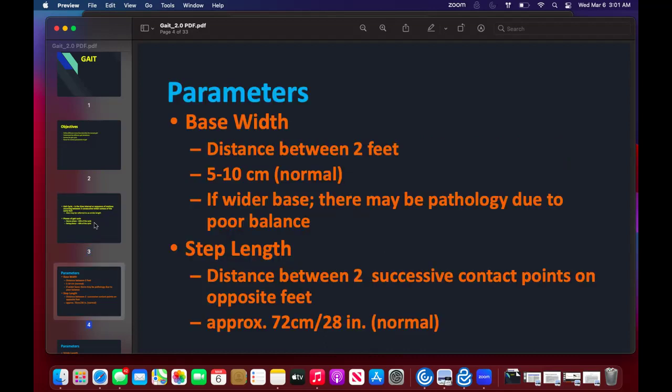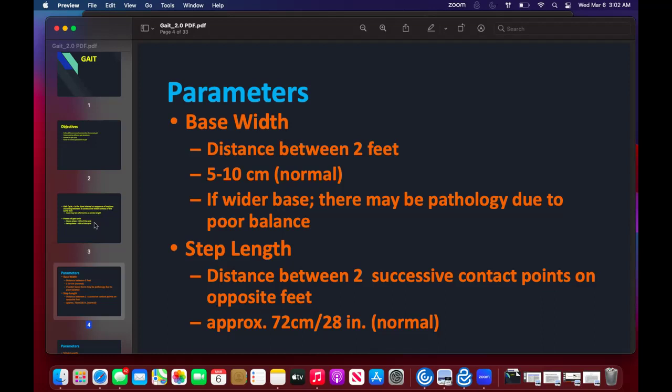For definition purposes, typically a good base width is about 2 feet apart. So that's the width of the individual's shoulders, right? Typically, if an individual has a very narrow or a wider base of support, it's typically indicative of a pathology, which we'll discuss at a later time.